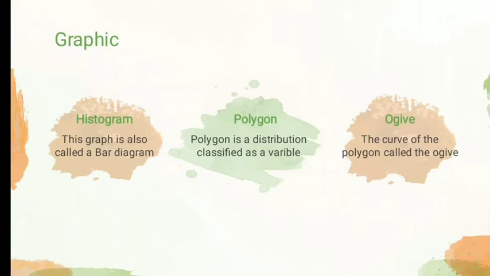And then graphic. On the graphic there are 3 points. The first is histogram. This graph is also called a bar diagram. The second, polygon. Polygon is a distribution classified as a variable, and then ogive, the curve of the polygon, called the ogive.